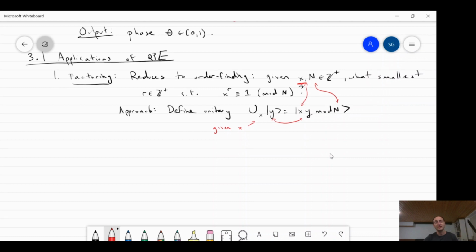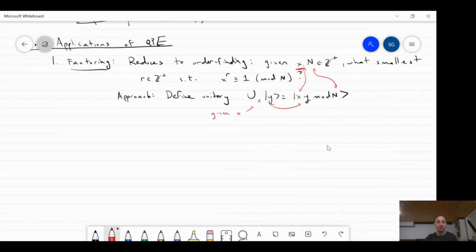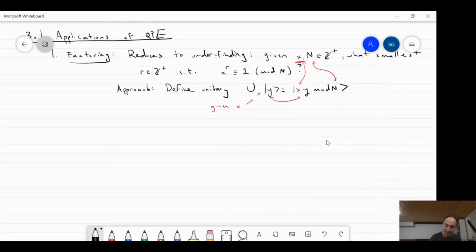Nevertheless, let me really emphasize here that the classical post-processing in the factoring algorithm is crucial, because it turns out that... okay, well, let me leave that to the factoring algorithm lecture. Let's not get too sidetracked here.